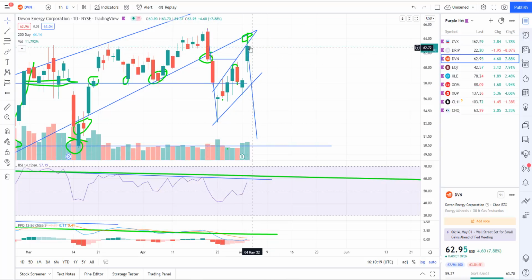But I'm just kind of pointing out the technicals. I think we head lower. This spike, we could go a little higher up into this resistance trend line, but we should get rejected here. This is an objective back test of this broken trend line.